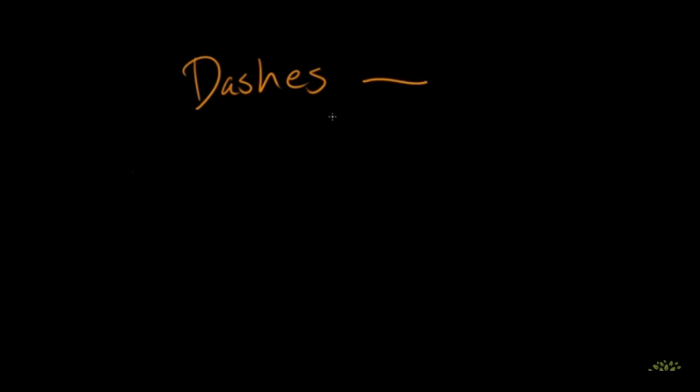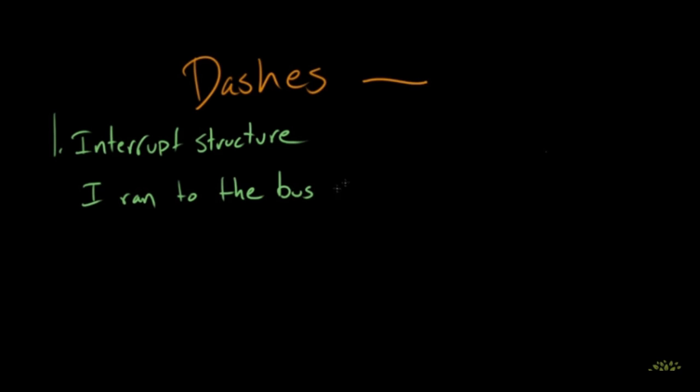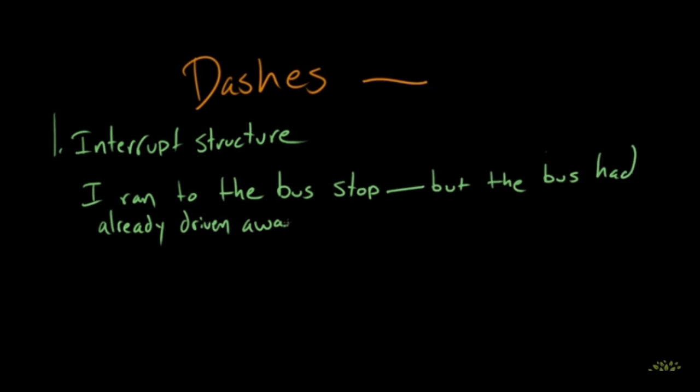Okay, sounds good to me. So dashes have approximately four uses. Use number one is that they can mark interruptions in the structure of a sentence. As in, I ran to the bus stop—but the bus had already driven away. So we're using this dash to interrupt the structure of this sentence.